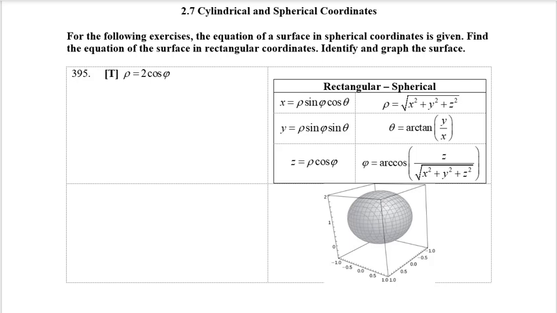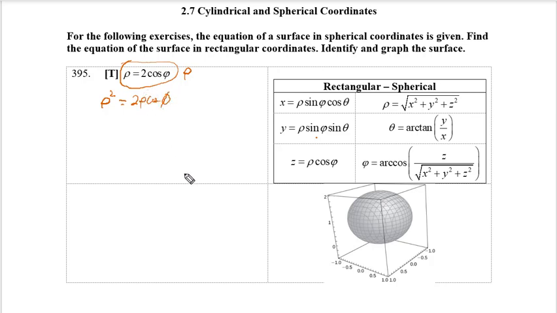Now we're going to go from spherical to rectangular, then we'll do the other way around. In this spherical equation, we're going to begin by multiplying both sides by rho. When we do that, the left-hand side will be rho squared, rho times rho, and then the right side will be 2 rho cosine phi.